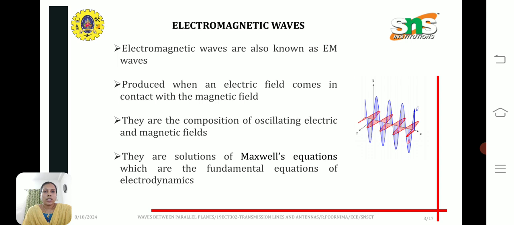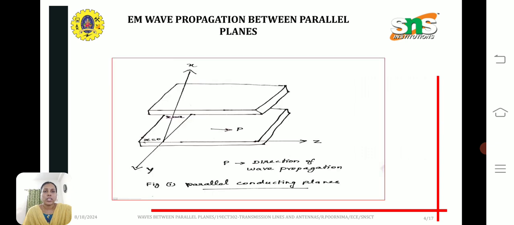Electromagnetic waves, also known as EM waves, are produced when an electric field comes in contact with a magnetic field. So they are a composition of oscillating electric and magnetic fields. They are solutions of Maxwell's equations, which are the fundamental equations of electrodynamics. So we are going to consider electromagnetic wave propagation between parallel planes.